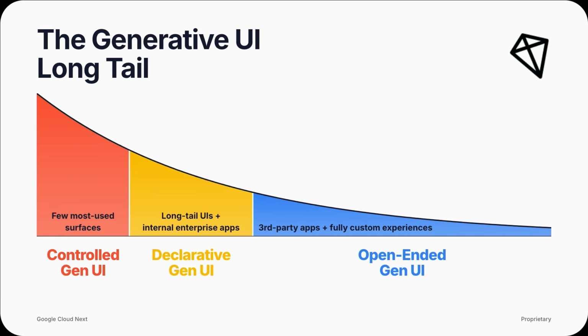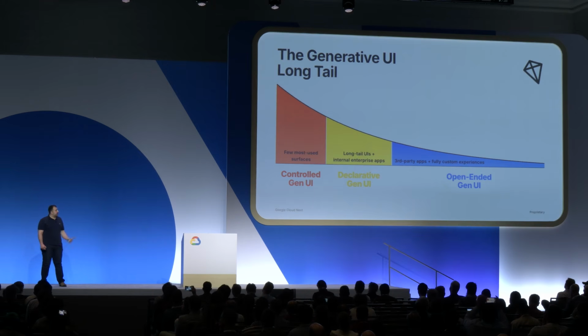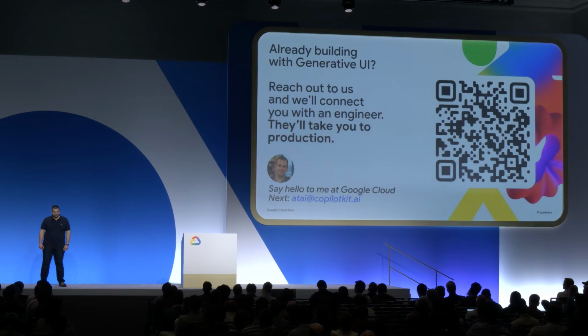So to sum up, we covered the 3 pillars of the generative UI spectrum, starting with controlled generative UI, where you define pre-built components that are good for your few most used surfaces. Then declarative generative UI of Lego-like building blocks that are assembled together, which are great for the long tail of UIs and for internal enterprise applications. And finally, fully open-ended generative UIs, which are really great for third-party applications and for fully custom experiences.